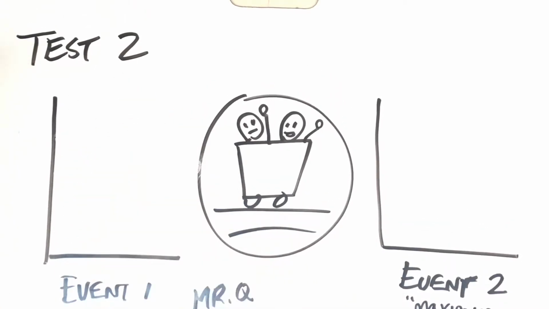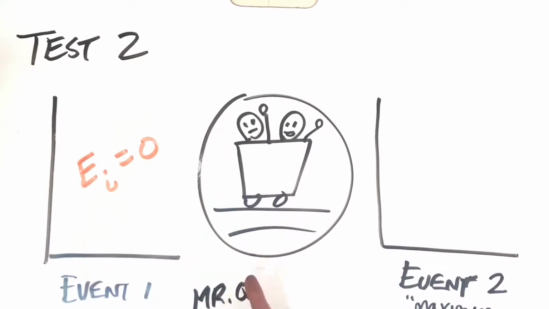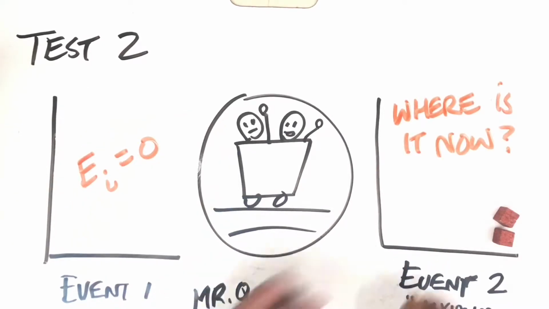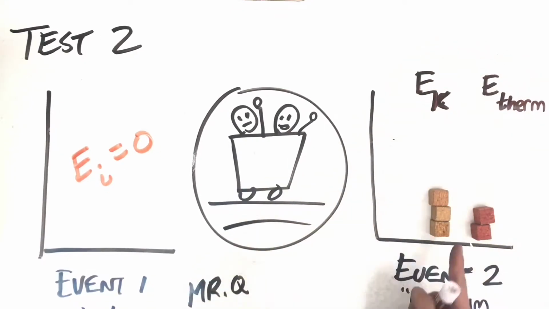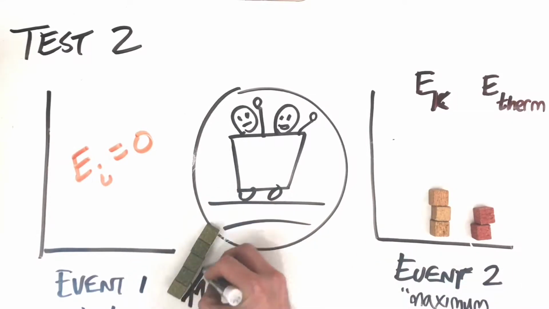So the actual energy that started is now 0. And we end up with the same results we had before, kinetic energy and thermal energy in the second event. So that didn't change. So where does it come from? Well, Mr. Q, of course, but across the system boundary.